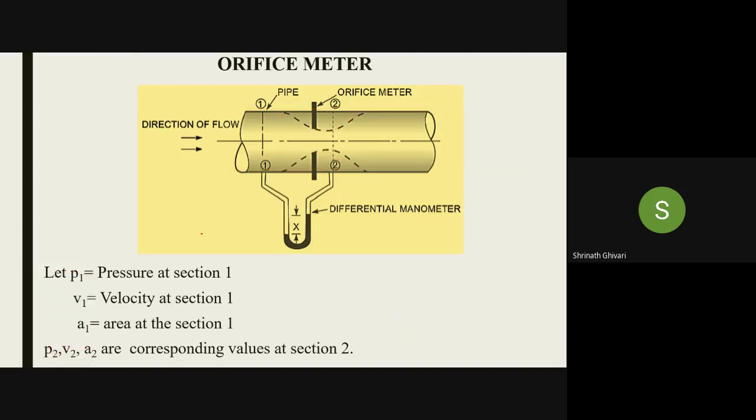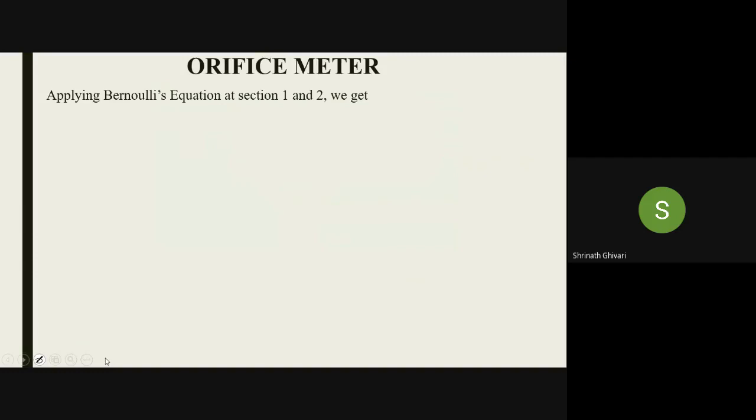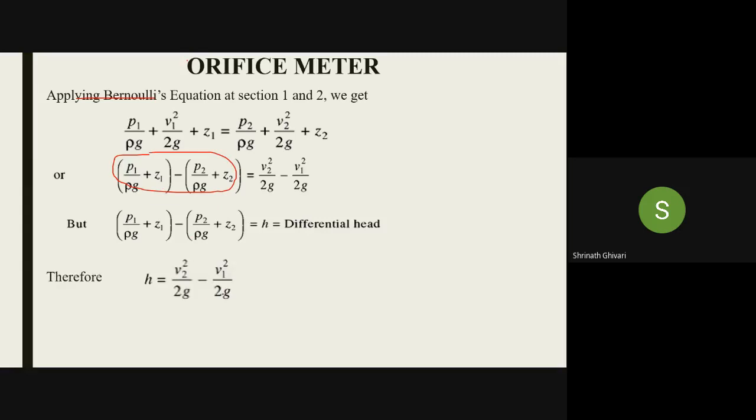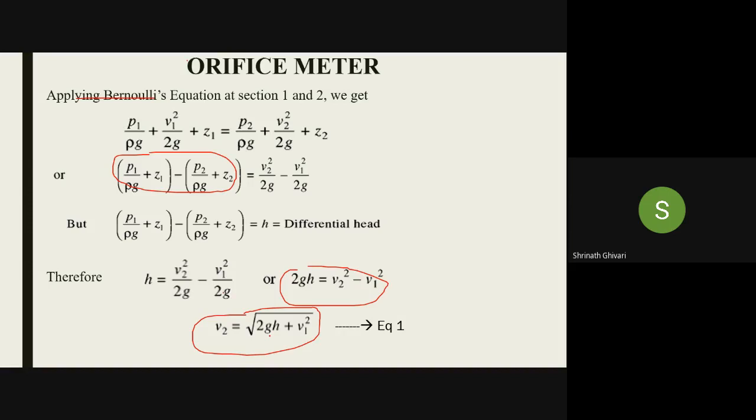Right. Now, P1, V1, A1 are the pressure, velocity and area at section 1. P2, V2, A2 are the corresponding ones for section 2. Apply Bernoulli's equation to this. When you apply Bernoulli's equation, the equation is like this. This complete expression is nothing but H. H equal to V2 square by 2g minus V1 square by 2g. Then we take it in terms of V2. This is equation 1: V2 equal to square root of 2gH plus V1 square.